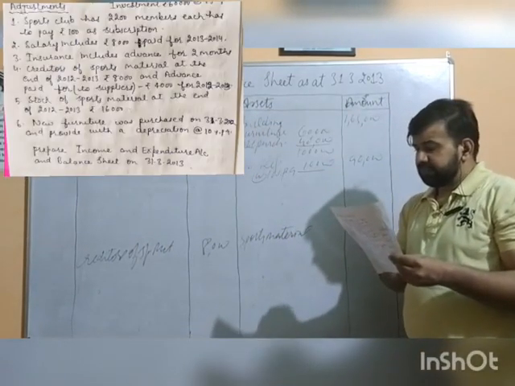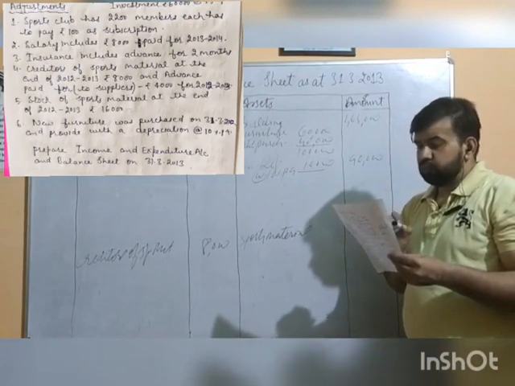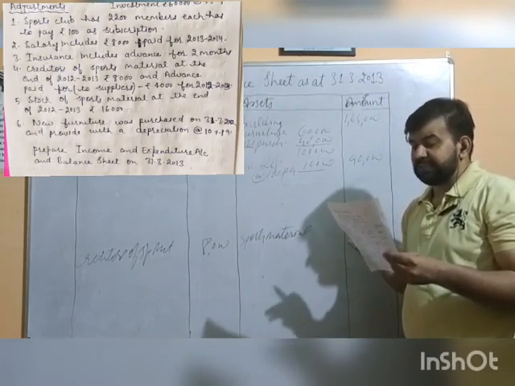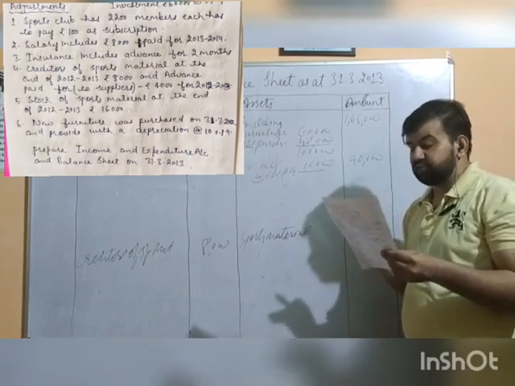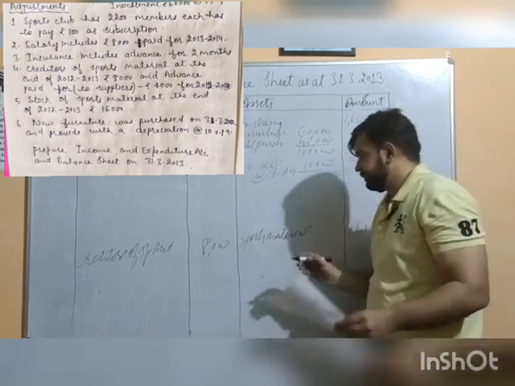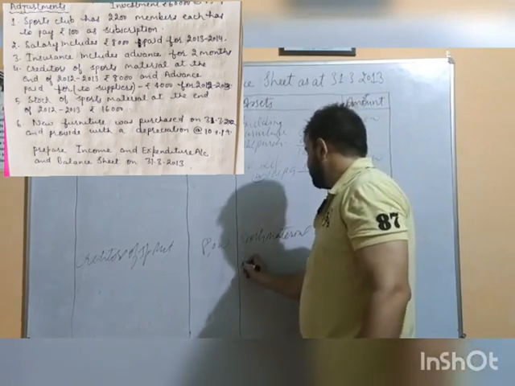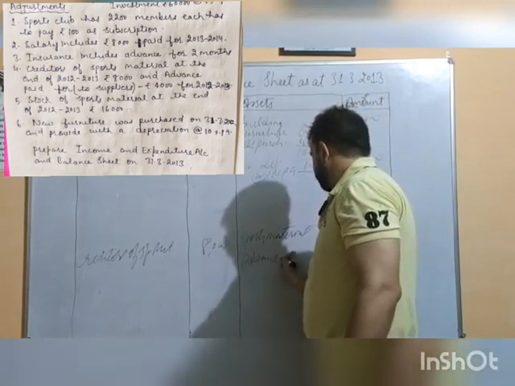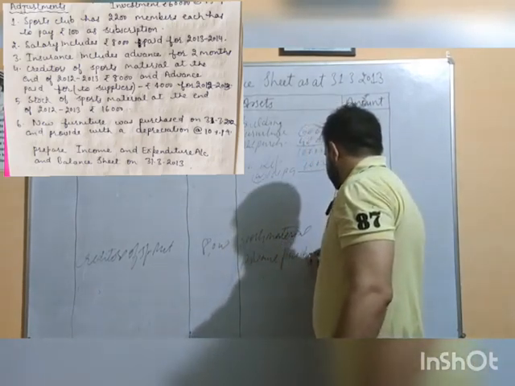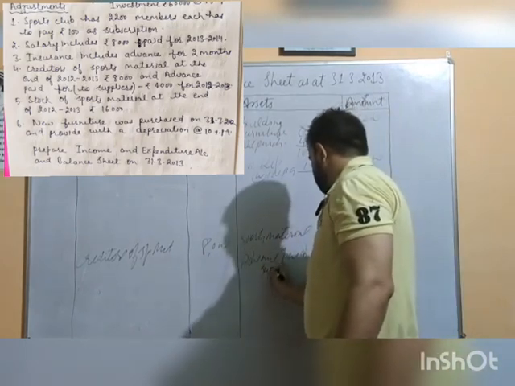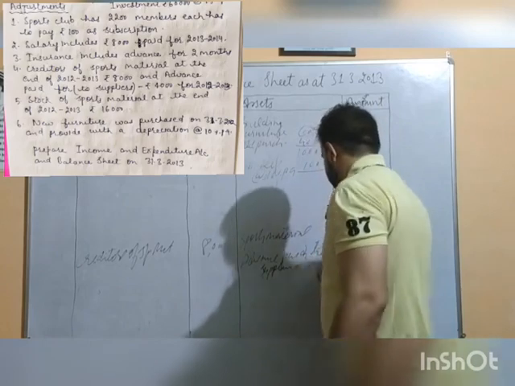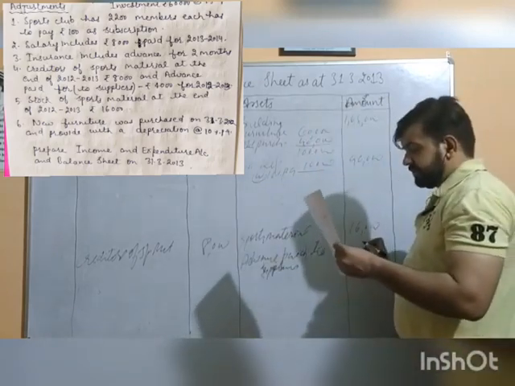Then we are having advance paid to the suppliers of rupees 12,000. It was in the beginning. At the end, we are having advance paid to the suppliers of sports material rupees 4,000. Advance paid is always considered as current asset. Advance paid to suppliers. Here we are having rupees 4,000.